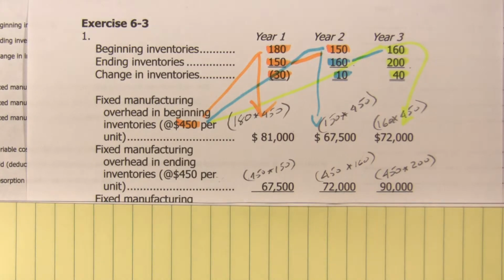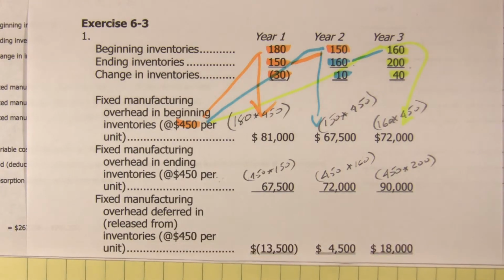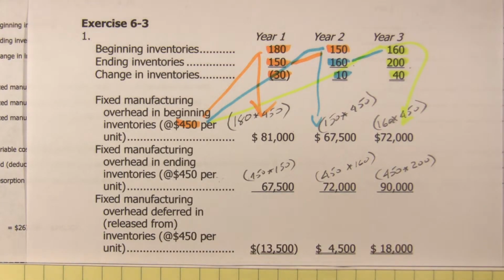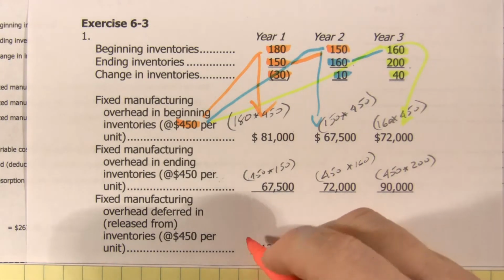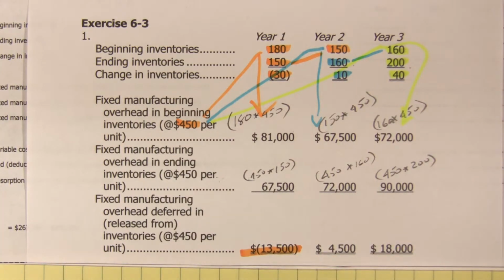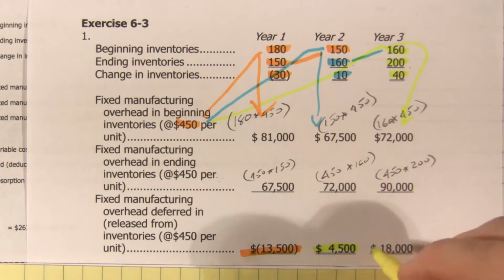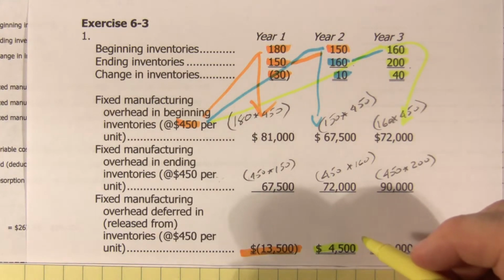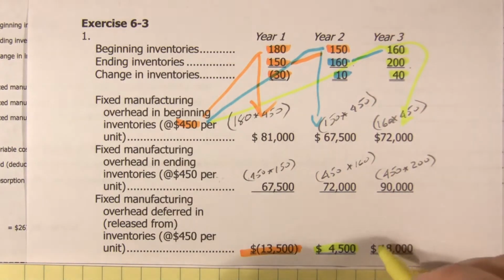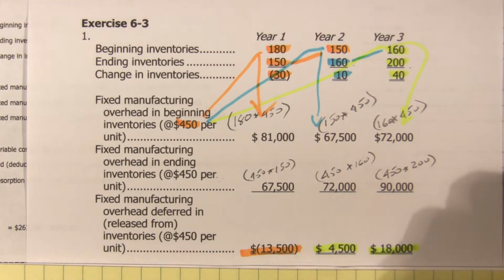Well, the difference between what we had in the beginning and what we had in the end is the amount of inventory that's either deferred or released. In the first case, because it went down, we released 13,500 of old costs into the sales stream. In the other two cases, we've actually deferred cost. So we have $4,500 of fixed overhead from last year in this ending inventory. And we have $18,000 of deferred costs from last year in this year's ending inventory.